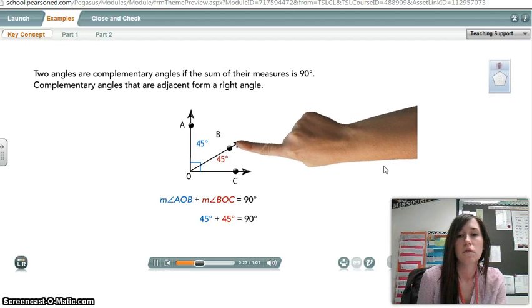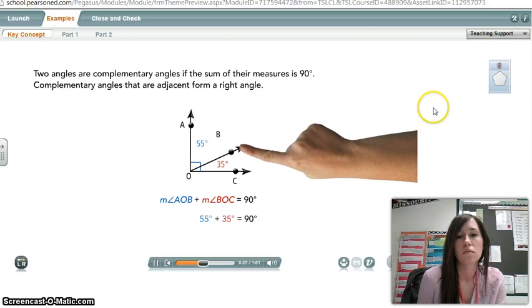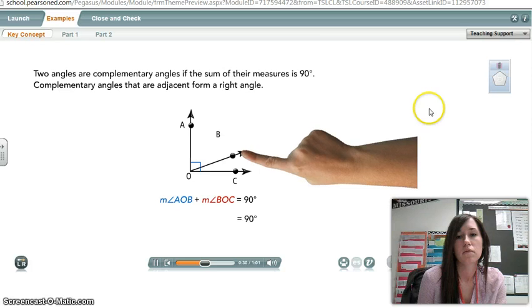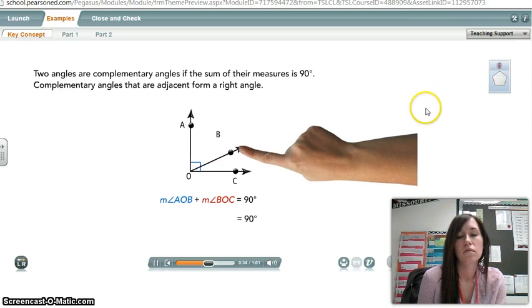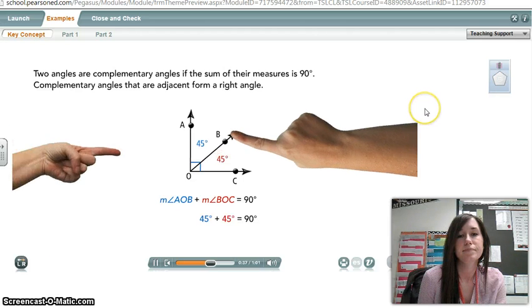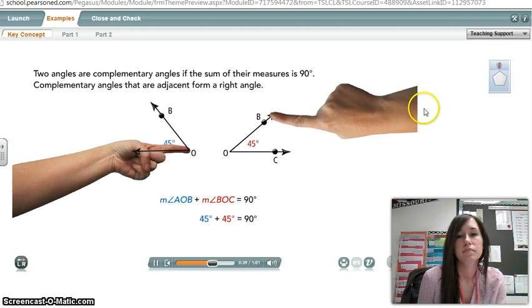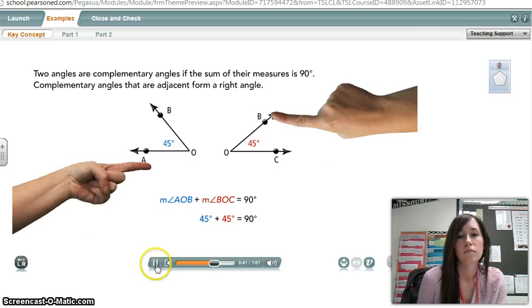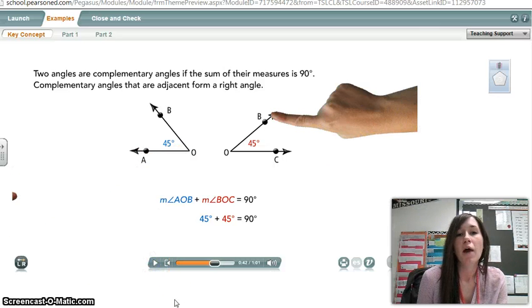Notice that as the measures of the two angles change, the sum of their measures is still 90 degrees. Suppose two complementary angles are not adjacent. Complementary angles don't have to be adjacent. They don't have to be side by side because these two angles are still complementary. They still add to make 90. They just are no longer adjacent if we have them separated like this.